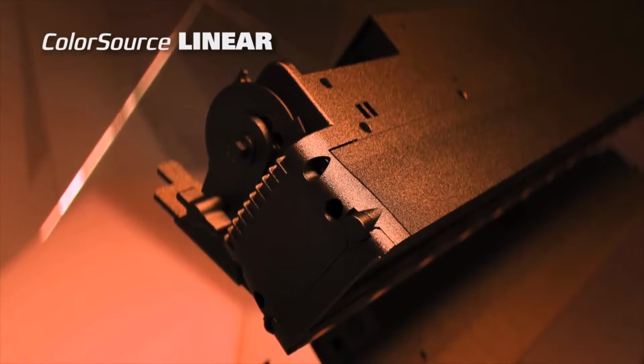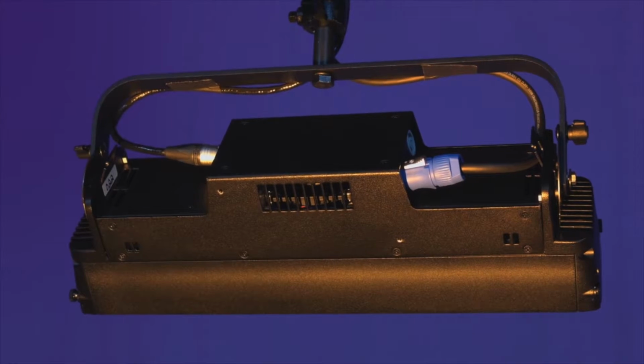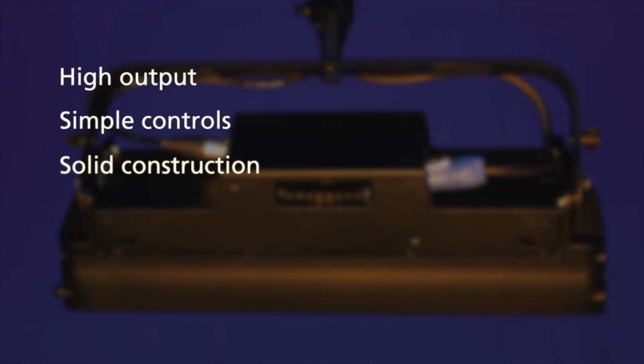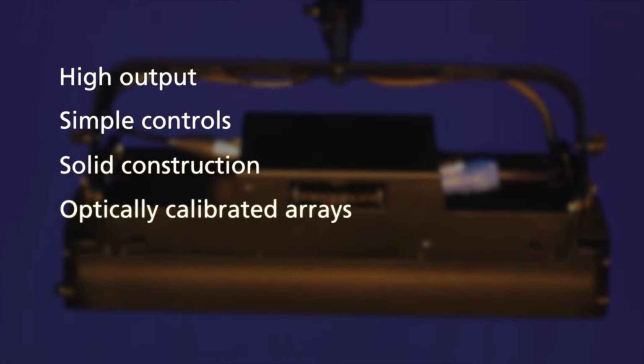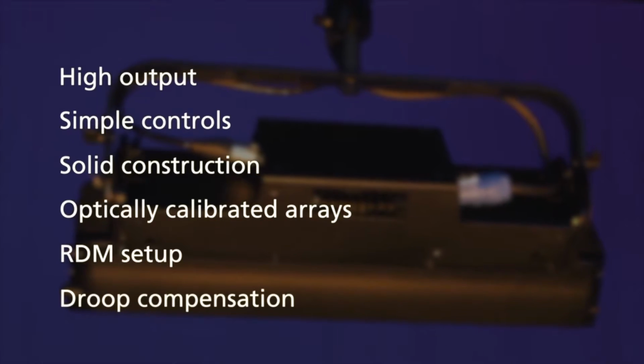Available in either the original or deep blue LED arrays, ColorSource Linear combines amazing value with high output, simple controls, solid construction, optically calibrated arrays, RDM setup, and droop compensation for color consistency. Now let's take a look at the fixtures.